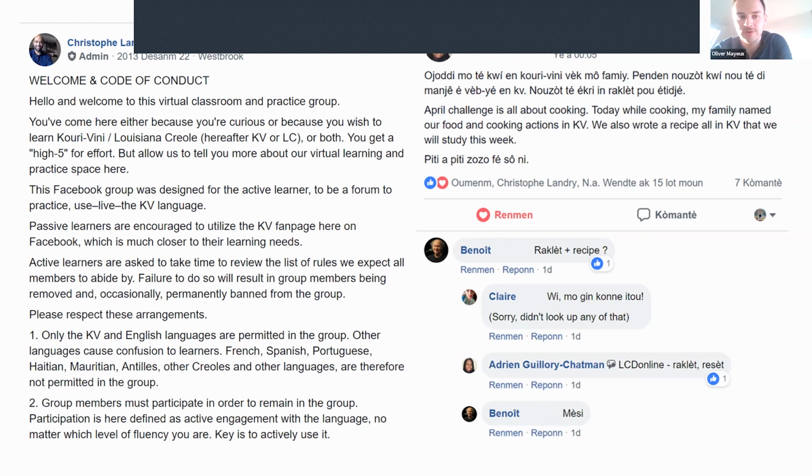There are also pretty strict rules, as you can see on the left in Christoph's post, about how the group is used, how the virtual classroom is used. It's not just a place, like I said, where you can say anything, you can talk about anything. It's really focused on Louisiana Creole language learning and language usage.